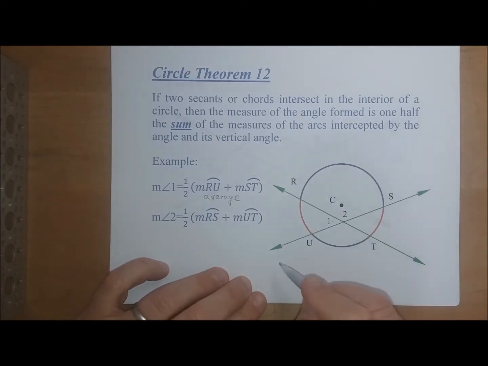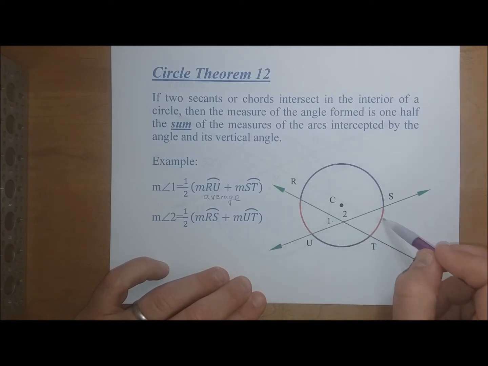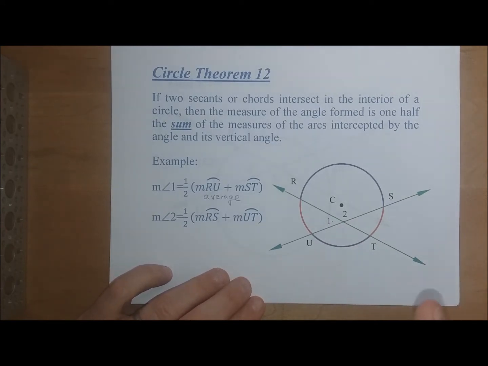Okay, when they intersect inside, these angles formed will equal the average of the arcs they intercept. Let's try some examples.